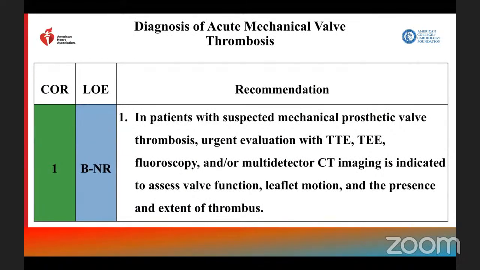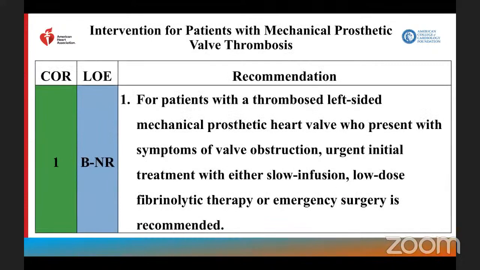For diagnosis of acute mechanical valve thrombosis, it's recommended that with suspected mechanical prosthetic valve thrombosis, we go with urgent transthoracic echo, transesophageal echo, fluoroscopy, or multi-detector CT imaging to assess valve function, leaflet motion, and the presence and extent of thrombus, as a class 1. And for patients with a thrombosed left-sided mechanical prosthetic heart valve, or who present with symptoms of valve obstruction, urgent initial treatment with either slow infusion or low-dose fibrinolytic therapy or emergency surgery is recommended as a class 1.